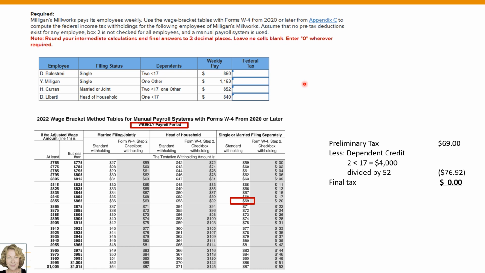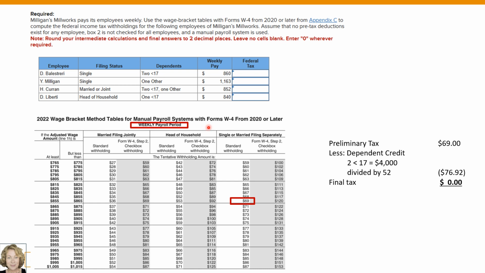The first employee is D. Bellistreri, who's single and has 2 dependents under 17. We need to look up the wage of $860 because the taxable income is equal to the weekly pay, because there are no pre-tax deductions, in the 2022 wage bracket method table. Be sure to use the table that is for Forms W-4 2020 or later, and that you pick the right payroll frequency. This table is on page 454 of your textbook.